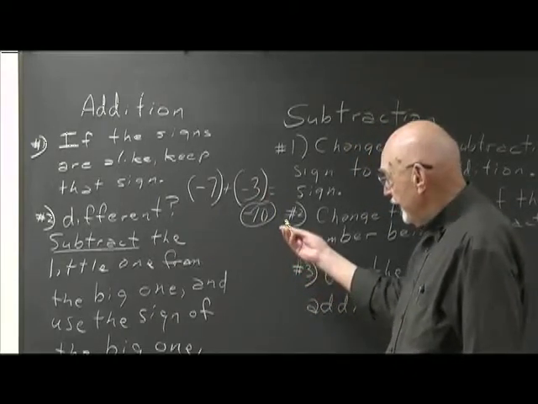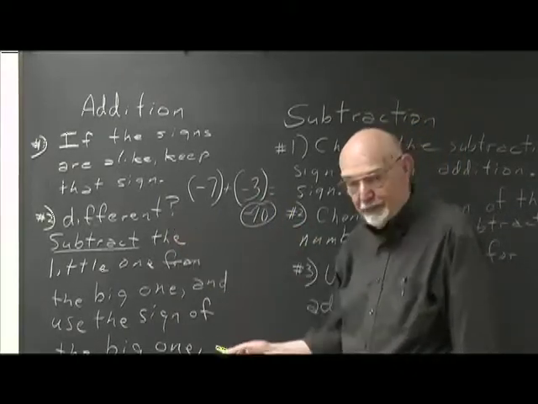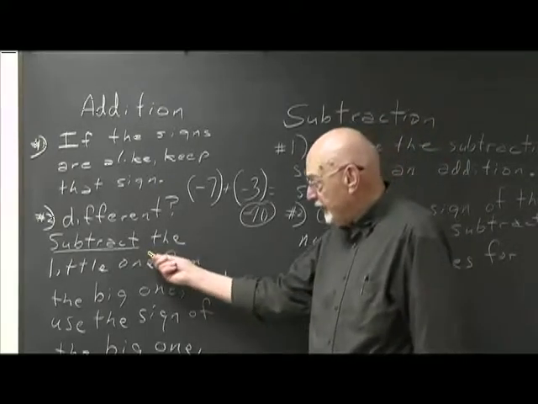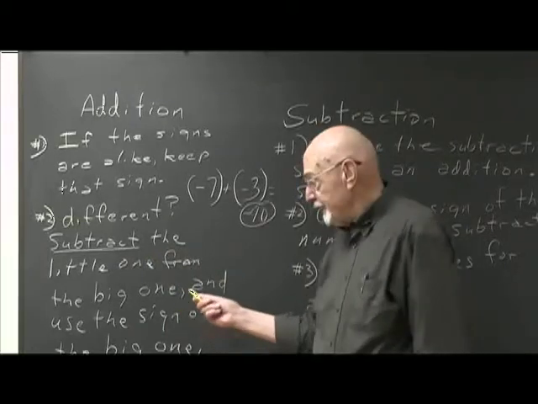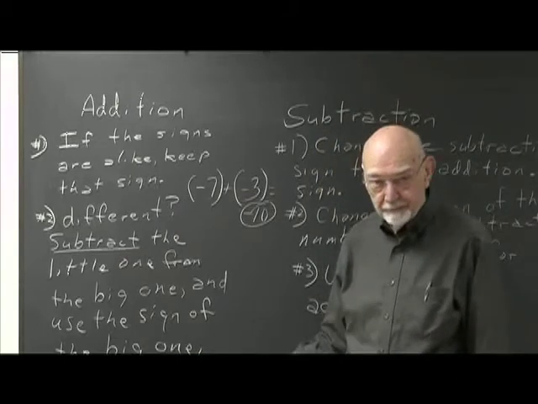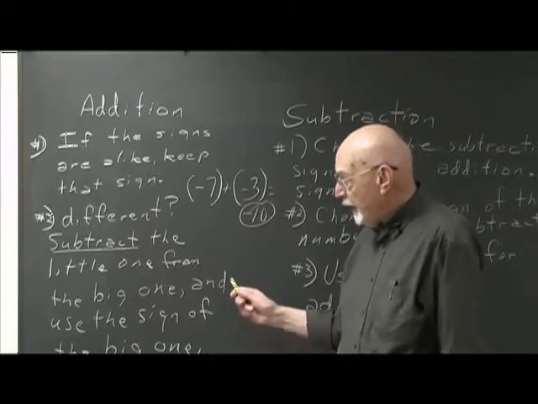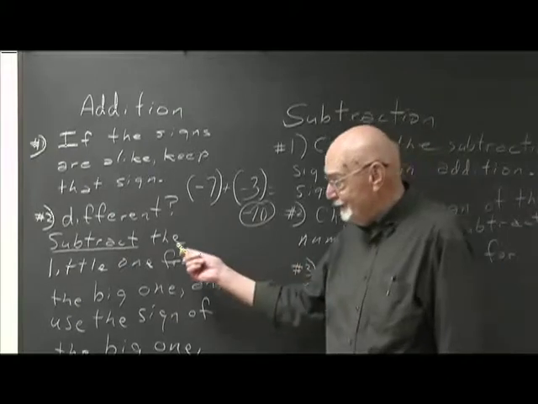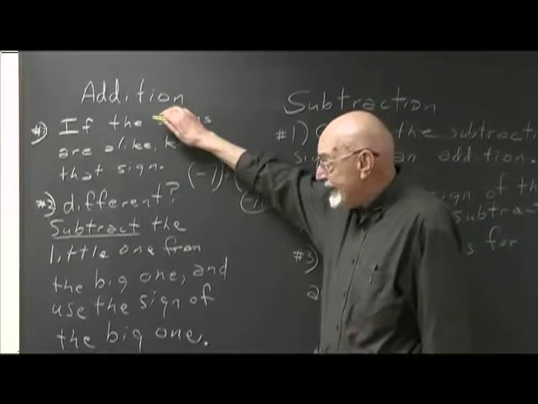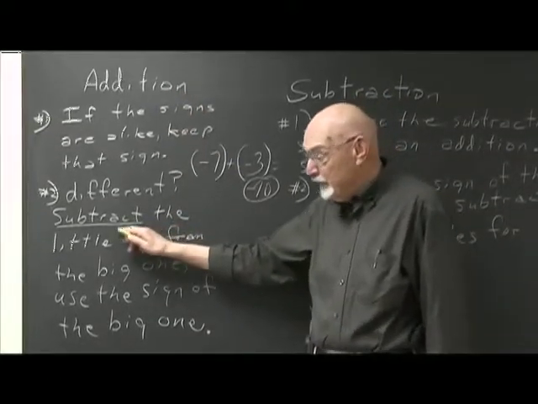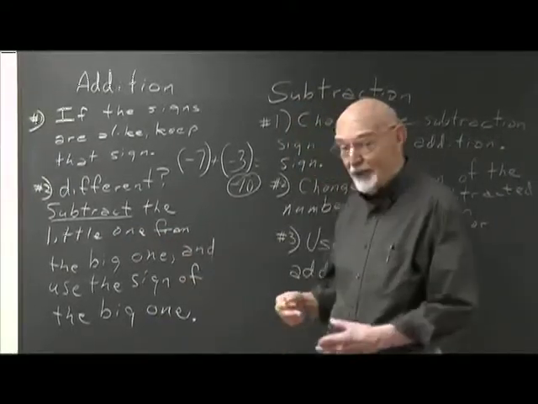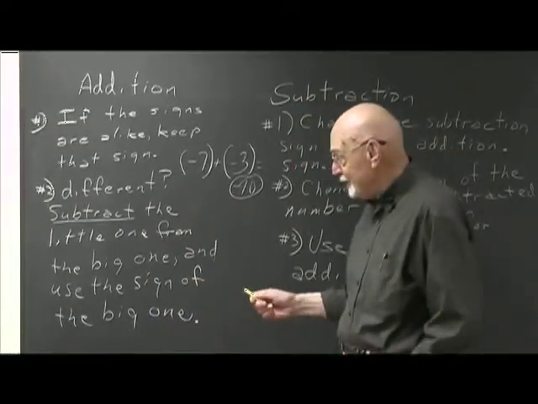Now the only other thing the signs can be is different. So when the signs are different, we subtract the little one from the big one and use the sign of the big one. Now the difficulty here is getting used to the fact that this is a rule for addition of signed numbers, and the rule says subtract. So you just accept it and you'll get the right answer.